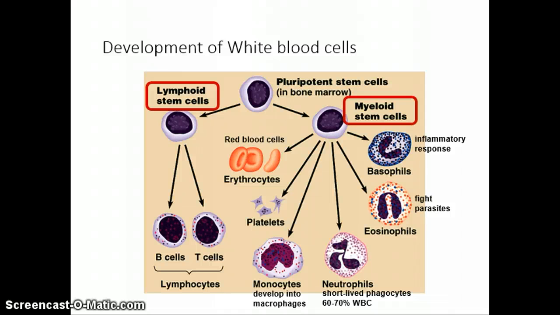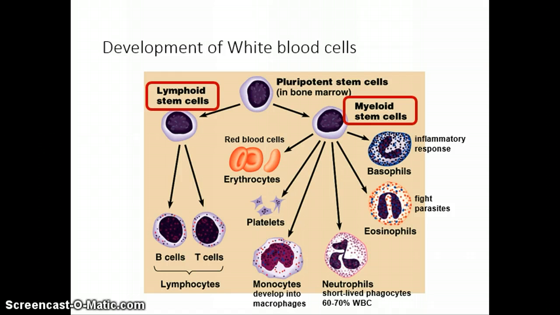So this is part 2 of the chapter 43 lecture, and we left off on the development of these white blood cells. The pluripotent stem cells are found in the bone marrow, and they differentiate to become either a lymphoid stem cell or a myeloid stem cell. And the myeloid stem cells are what make up all of the leukocytes that are involved in the first and second lines of defense.